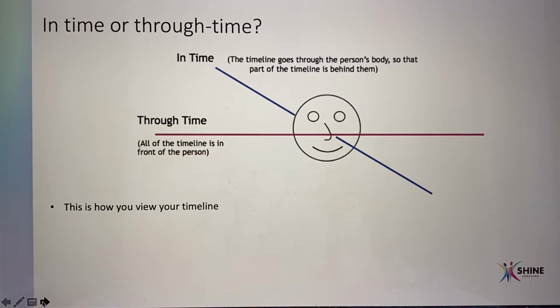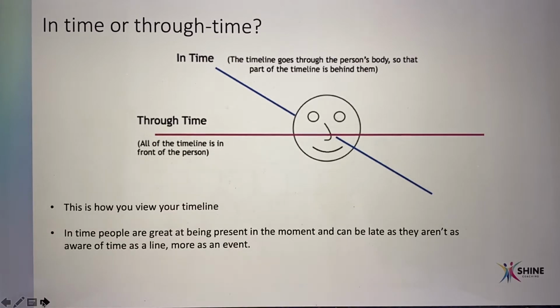So when we're creating this timeline, you'll either notice, oh yes, it's going through me, like I'm part of it, or you're looking at it as if it's in front of you. So in-time people are great at being present in the moment, being fully committed to whatever activity they're part of and really enjoying every moment and living it very presently. Though the drawback of that is they can then be late as they're not so aware of time as a line, more as different individual events that they're taking part in.